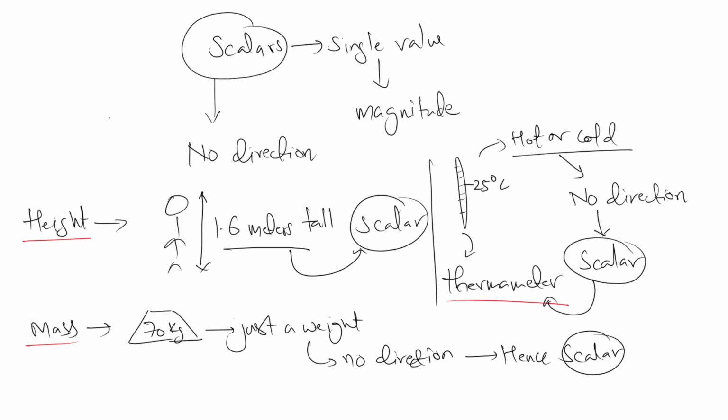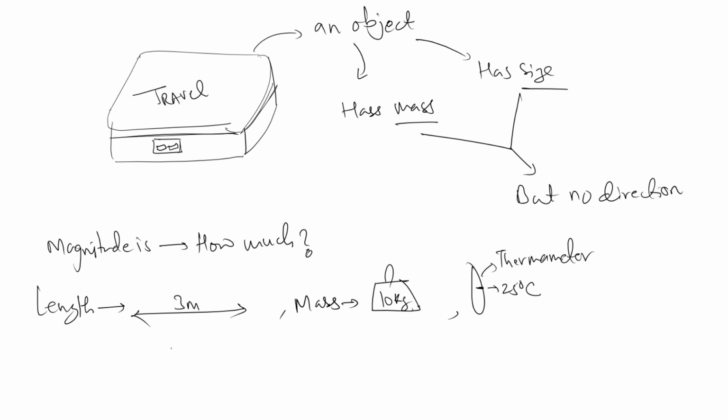Mass. A mass of 70 kilograms simply indicates the amount of matter without a directional component. Magnitude refers to the size or quantity of a physical property without considering its direction. It essentially indicates how much of something there is.